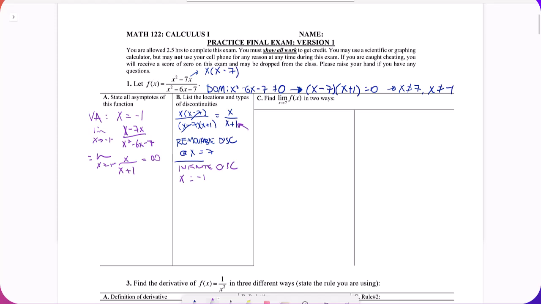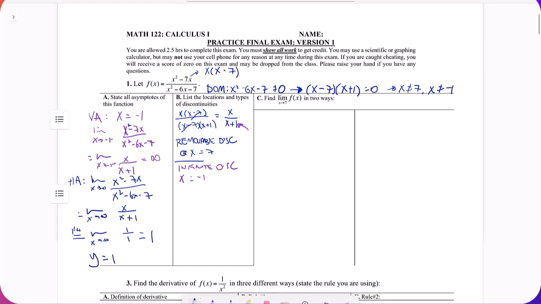For horizontal asymptote, we need to take a look at the limit as x approaches infinity of x squared minus 7x over x squared minus 6x minus 7, which is equal to the limit as x goes to infinity of x over x plus 1, right? The factored out version, which using L'Hopital's rule is the limit as x approaches infinity of 1 over 1, which is 1. So our HA is y is equal to 1. Alrighty. So these are our asymptotes.